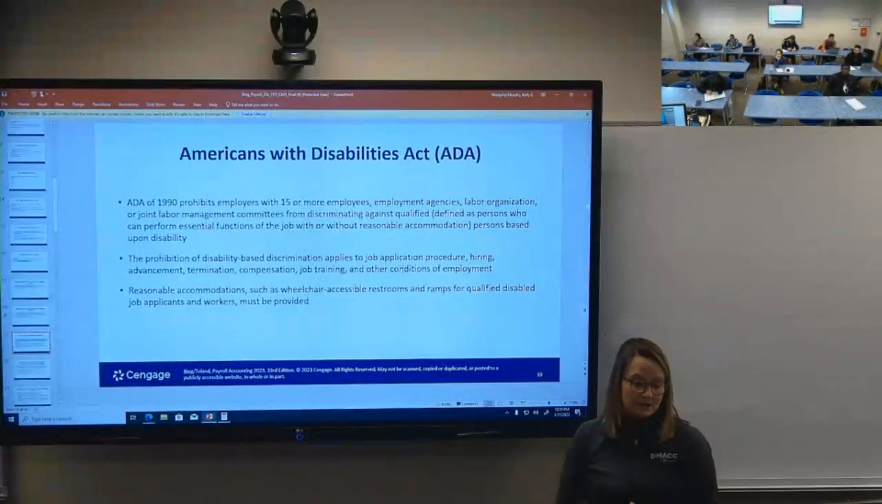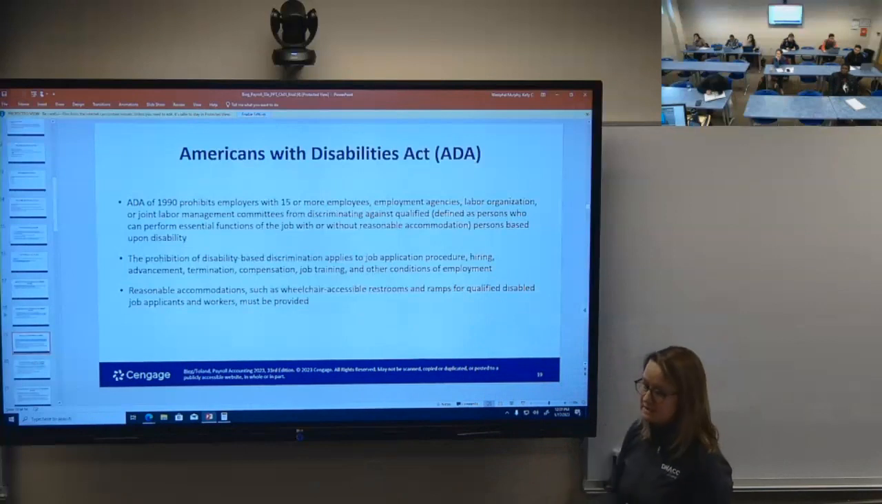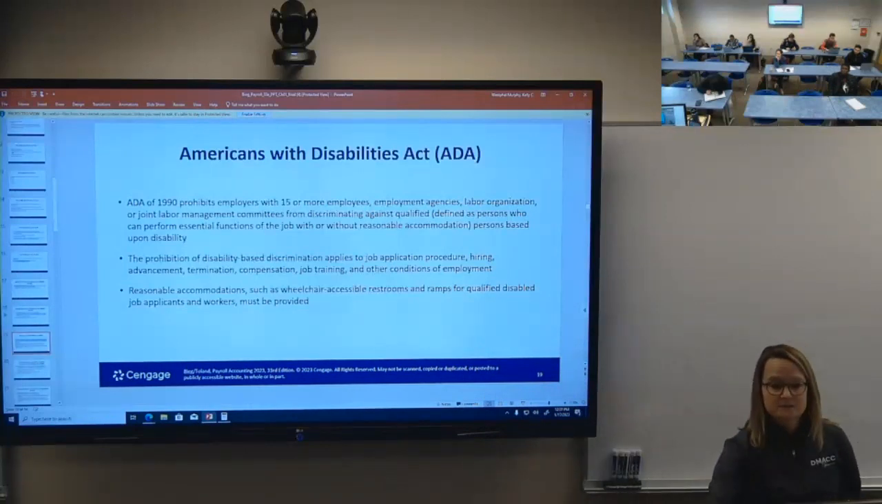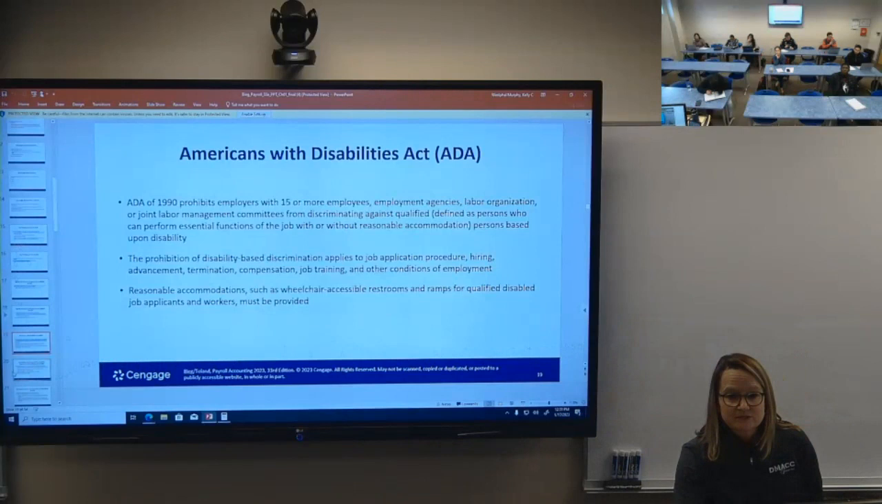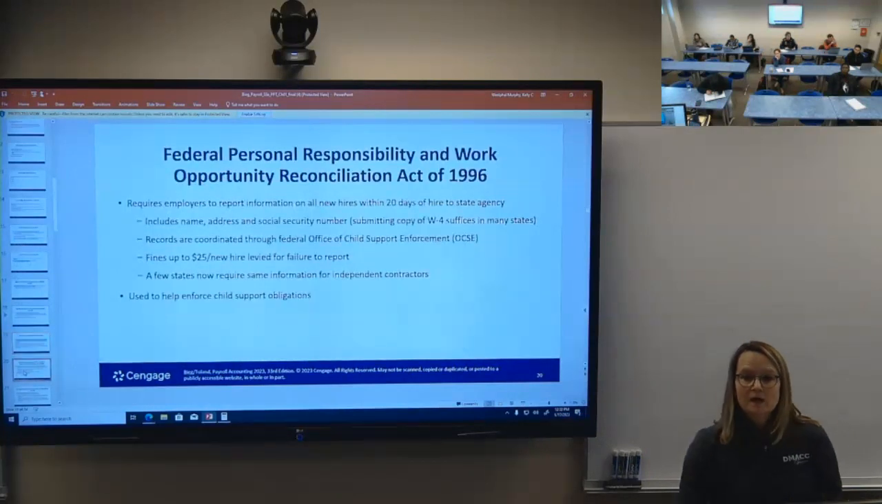Tom Harkin served for many, many years as well. He was one of the co-authors of this Americans with Disabilities Act. So there's an Iowa connection to this particular piece of legislation.